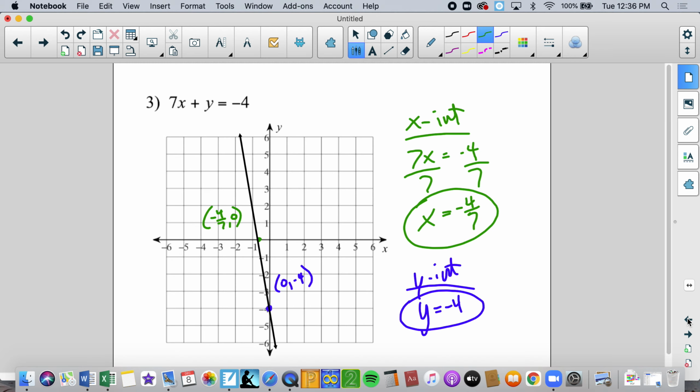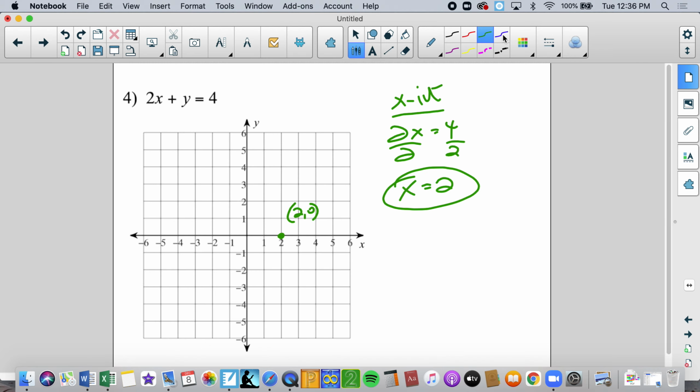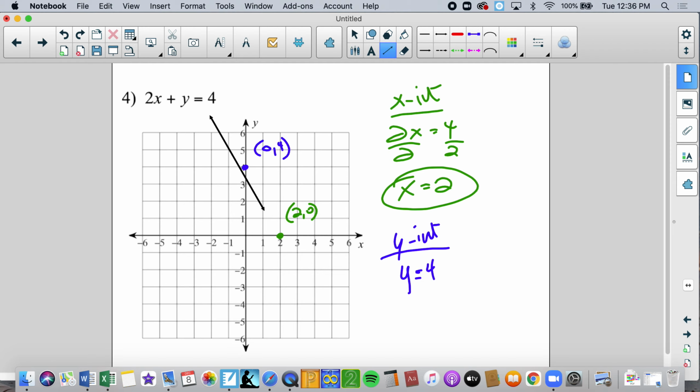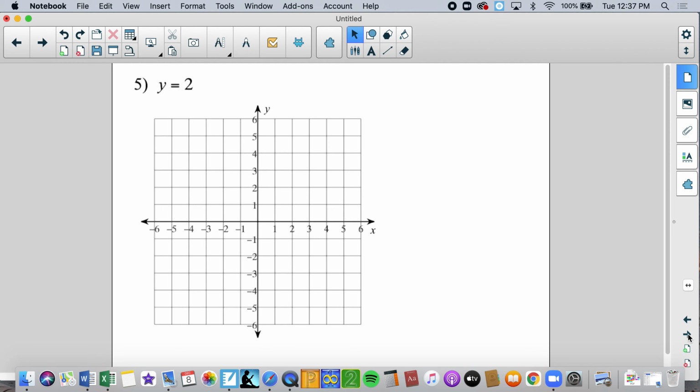Did I erase this? Yes, good. And my y-intercept, I cross out my x, and I get, again, my y-intercept is going to be 4. So I make a dot, 0, 4, and we connect the dots. And that would be the equation for number 4, all of the solutions. That would be graphing it.